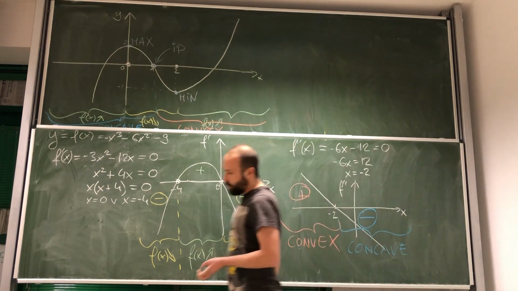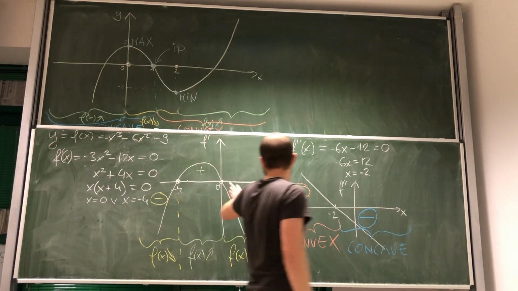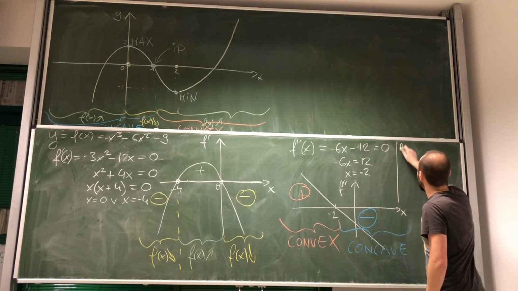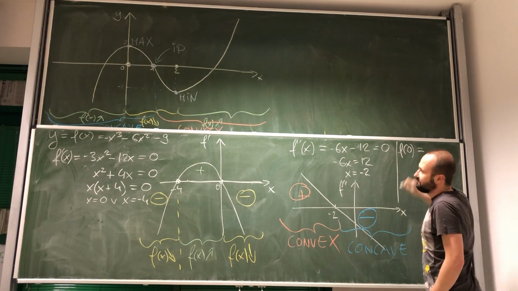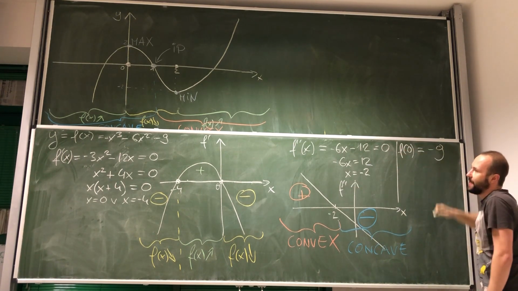Now, we've got 3 points of interest. Those points of interest are negative 4, 0, and negative 2. Okay, let me calculate those. First, f of 0 is very easy in our case, it's just negative 9.